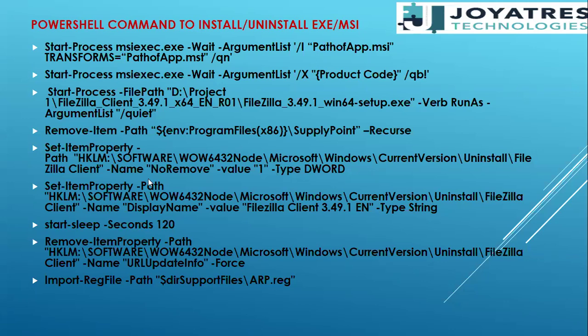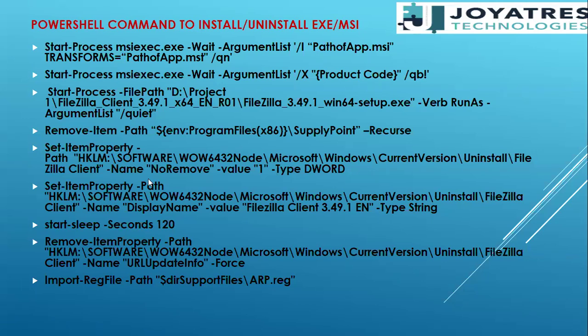Then the fourth one is to delete any file. If you want to delete any folder or any shortcut, in that case you are going to use the command Remove-Item, and then -Path. With the help of Path you are going to give the path of the application.